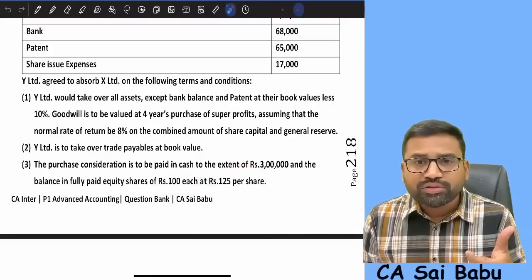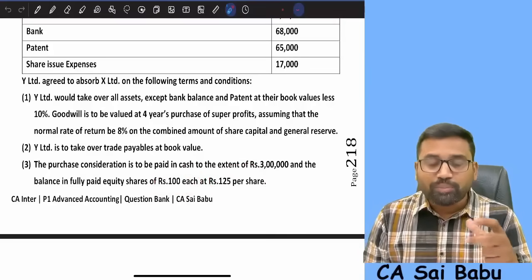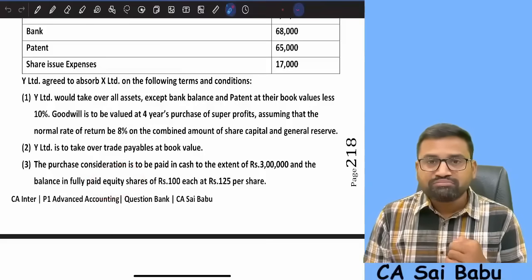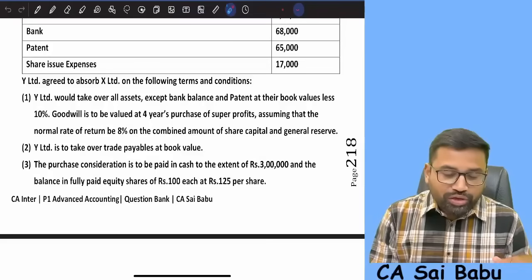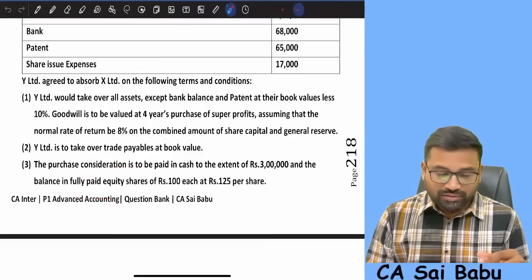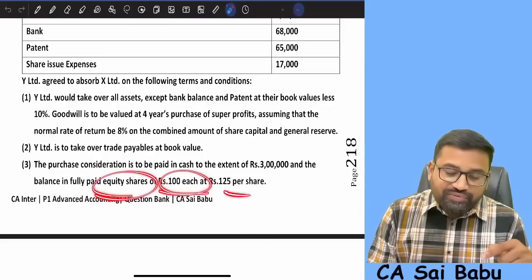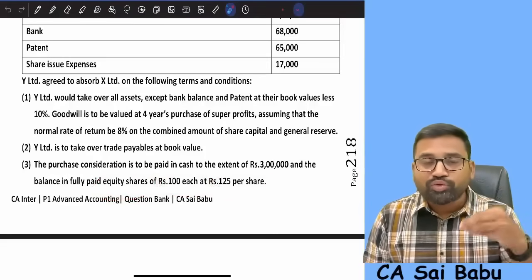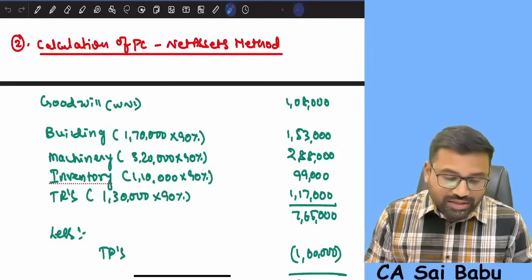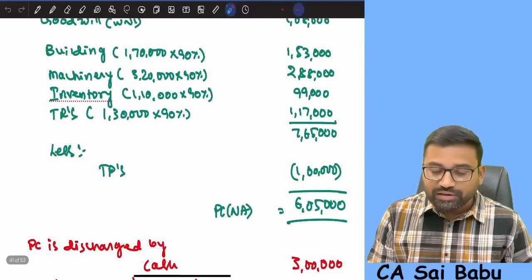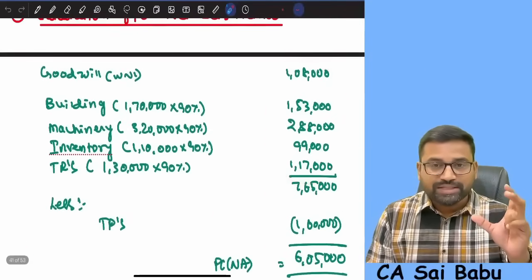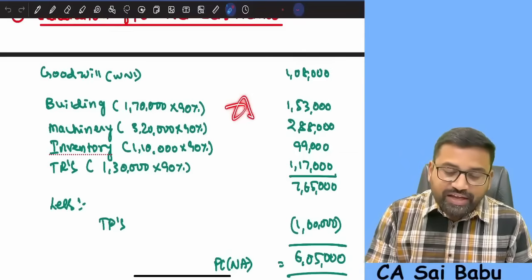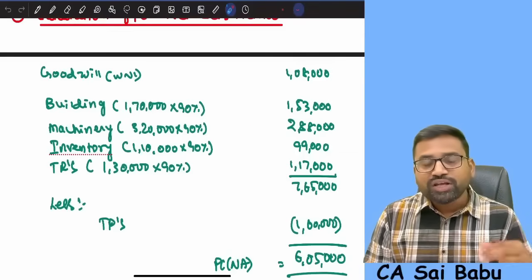But for what amount? Are you able to quantify the amount in the form of equity shares? Here, no. You know the mode, but you don't know the amount. For what amount am I going to issue equity shares? I know I am going to issue equity shares of 100 each at 125 per share, but for what amount? We don't know. Therefore, in this case, we will follow the net assets method to calculate the PC. And when you are calculating PC under the net assets method, consider agreed value if it is given. If not given, book value.